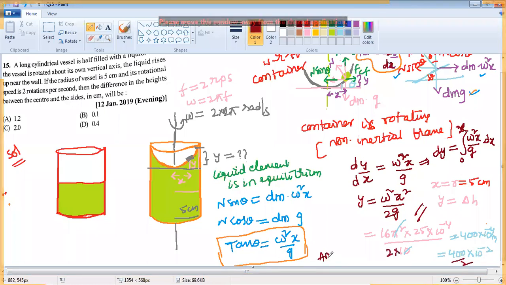So our answer is exactly 2 centimeter, because 400 into 10 power minus 2 meter, in the sense 4 centimeter by 2, is 4 centimeters by 2. So this is centimeter, no? Yes, sir. 400 into 10 power minus 2 by 2 centimeter. By 2, the 10 power minus 2 cancels the two zeros, and 4 by 2 means the answer is 2 centimeter. So please change it. We can go with the integration method and we get the 2g here. So our answer is 2 centimeter.